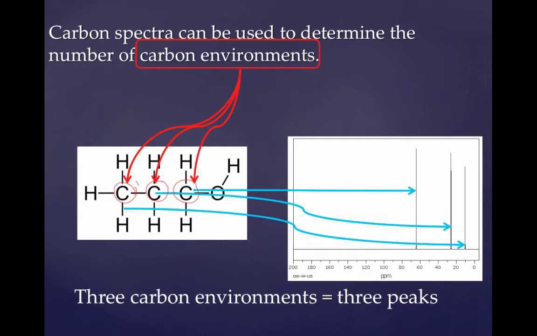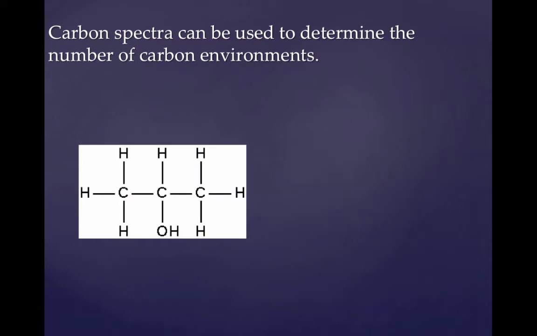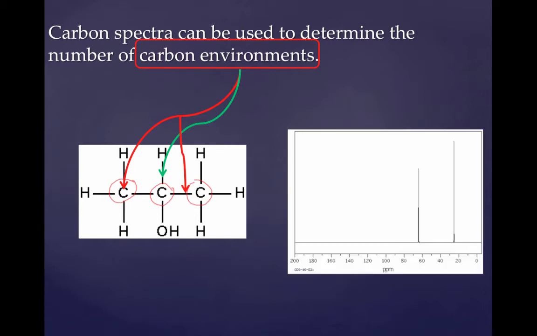Lastly, we have propan-2-ol. Here you can see that the two carbons at either end of the molecule, these two here, are in the same environment, whilst the middle carbon here is in a different environment. These two are the same, the green one's different. This translates to two peaks on the graph.